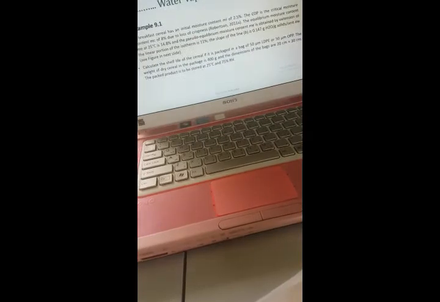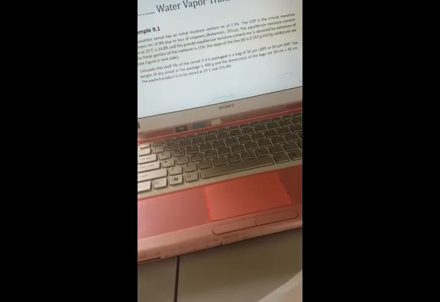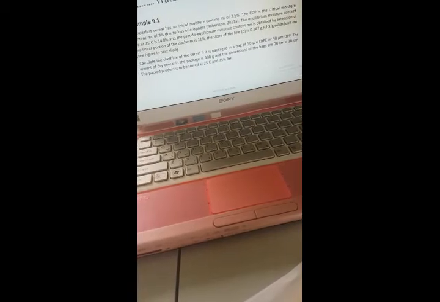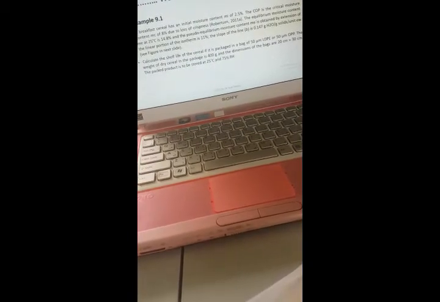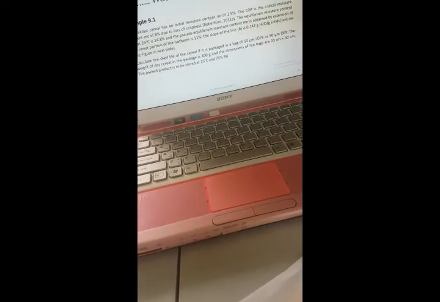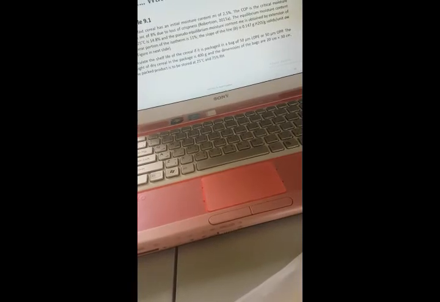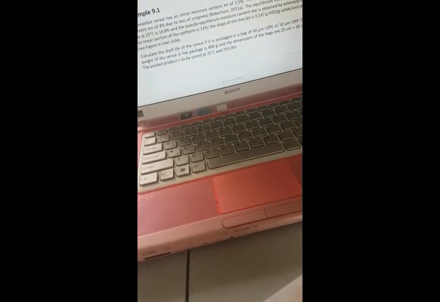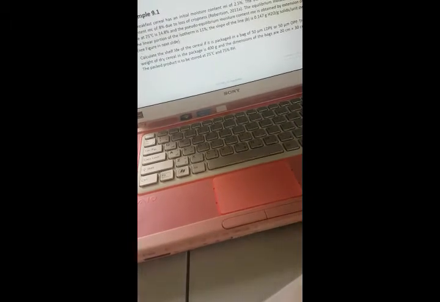We need to calculate the shelf life of the cereal if it's packaged in a bag of 15 micrometer LDPE, low density polyethylene, or 15 micrometer oriented polypropylene, and the weight of the dry cereal in the package is 400 gram. The dimensions of the bags are 20 times 30. I'm gonna calculate the surface area. It would be equal to 600 centimeters square. Converting it into meter, it will be 0.06 meters square. The packaged product will be under the following storage conditions: 25 degrees Celsius temperature and relative humidity of 75%.